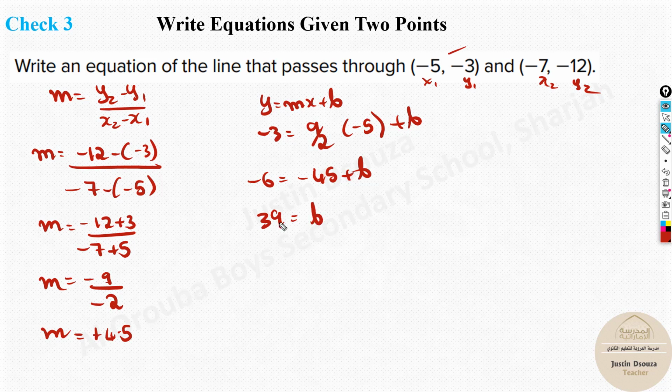And now what you do is basically just put this b value and the m value and you'll get the answer. In this equation, just write y as it is. M is 4.5, or 9 by 2, which is the same thing, x plus 39, that is the b value. So that should be the answer.